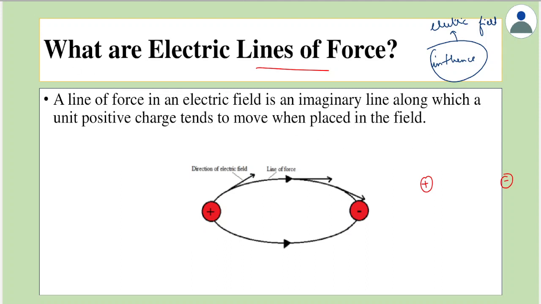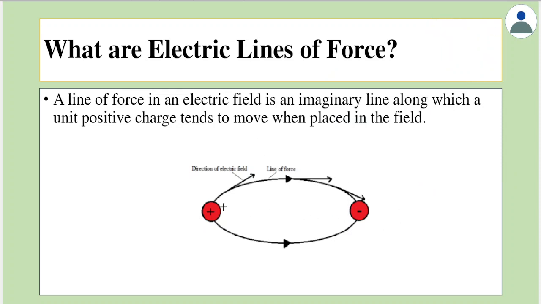So to represent this physical quantity, we need a method, or some kind of arrangement, and that representation is called electric lines of force. To define it, we can say a line of force in an electric field is an imaginary line along which a unit positive charge tends to move when placed in that field.